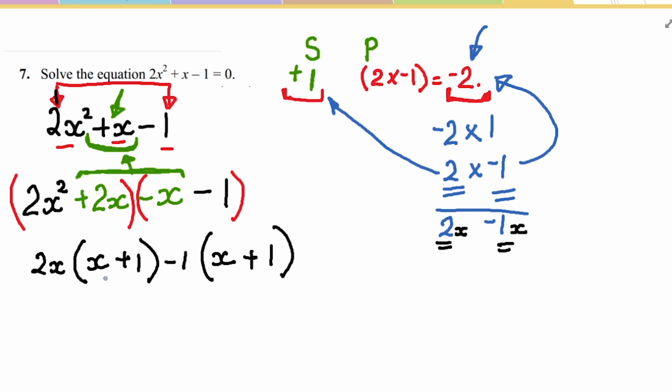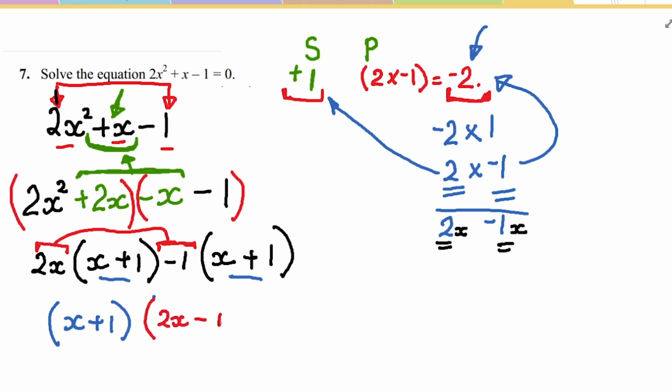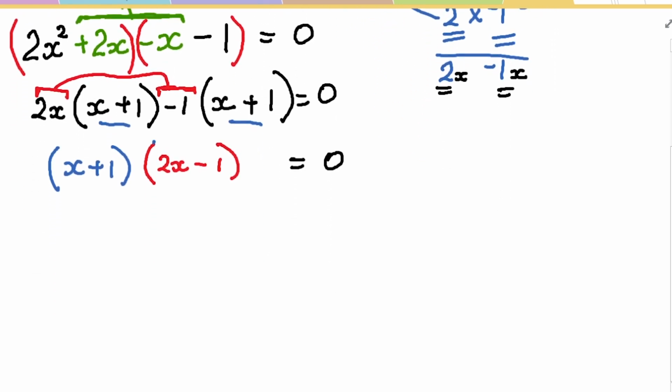From here, you can see that the terms in the brackets are the same. So we put the terms in the brackets in their own brackets, so it becomes 2x plus 1, times the terms outside the brackets, which is this 2x minus 1. Now forgive me, our question says it is equal to 0, so this is supposed to be equal to 0. I forgot to put that equals sign. So let's proceed. We have 2x plus 1 into 2x minus 1 is equal to 0.